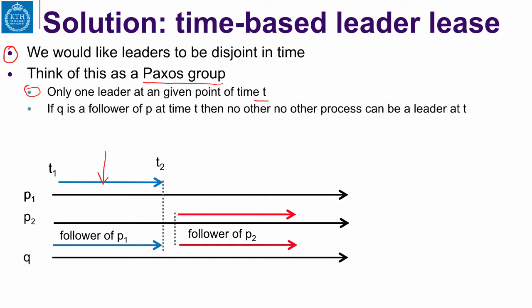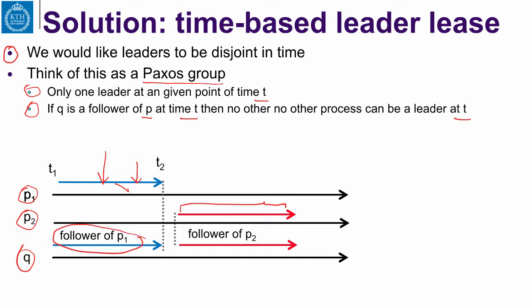Here you can see that we have two processes, P1 and P2, and a follower Q here. Could be many followers. But at any point of time, we have one leader. In this situation, we have P1 as a leader. And here is a situation where P2 is a leader. These two leaders are disjoint in time. And if a process is a follower, so for example, Q here, if Q is a follower of P at time t, then there are no other processes that can be leaders at time t.